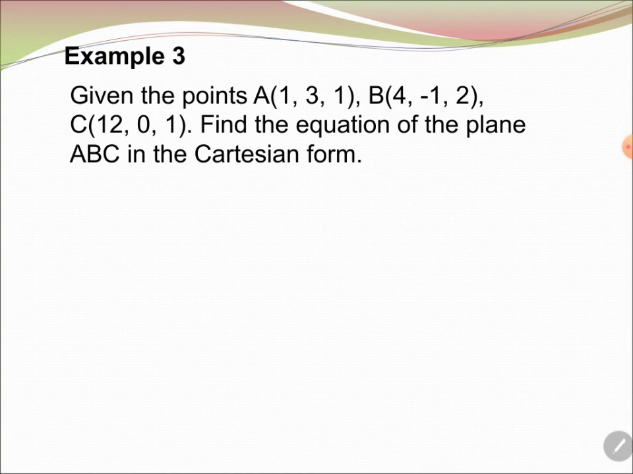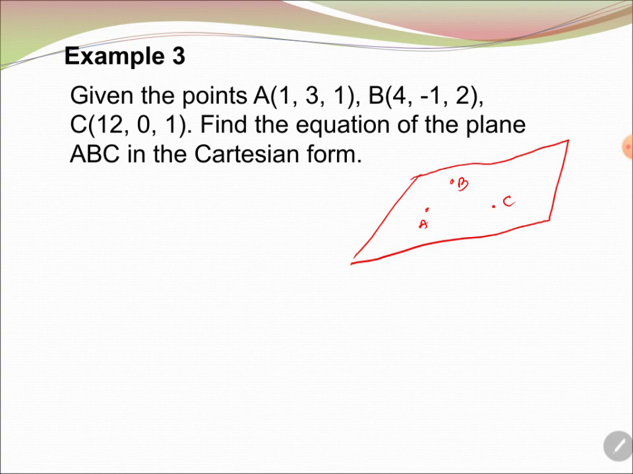Example 3. Given the points A, B and C, find the equation of the plane ABC in the Cartesian form. So what do you understand about this situation? The equation of the plane ABC means that the points A, B and C are on the plane. So we have A, we have B, we have C here. So how do we get the equation of the plane? We need the position vector, a fixed point on the plane. So it can be either A, B or C. These 3 points are the position vector or the fixed point on the plane.